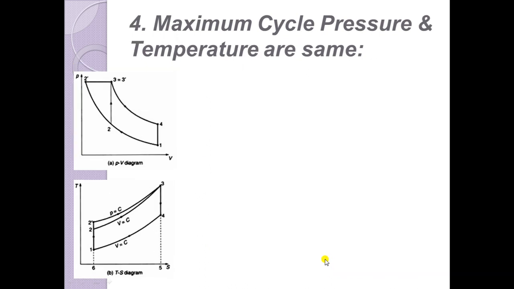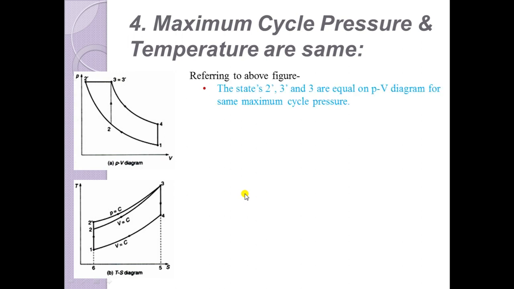The last case here is maximum cycle pressure and temperature are same. So both maximum pressure and temperature are same. For that we will take the PV diagram as well as the TS diagram. 1, 2, 3, 4 represents the Otto cycle, 1, 2 dash, 3 dash and 4 represents the diesel cycle. Similarly on the TS diagram. Referring to this figure, states 2 dash, 3 dash and 3 you can see on the PV diagram.